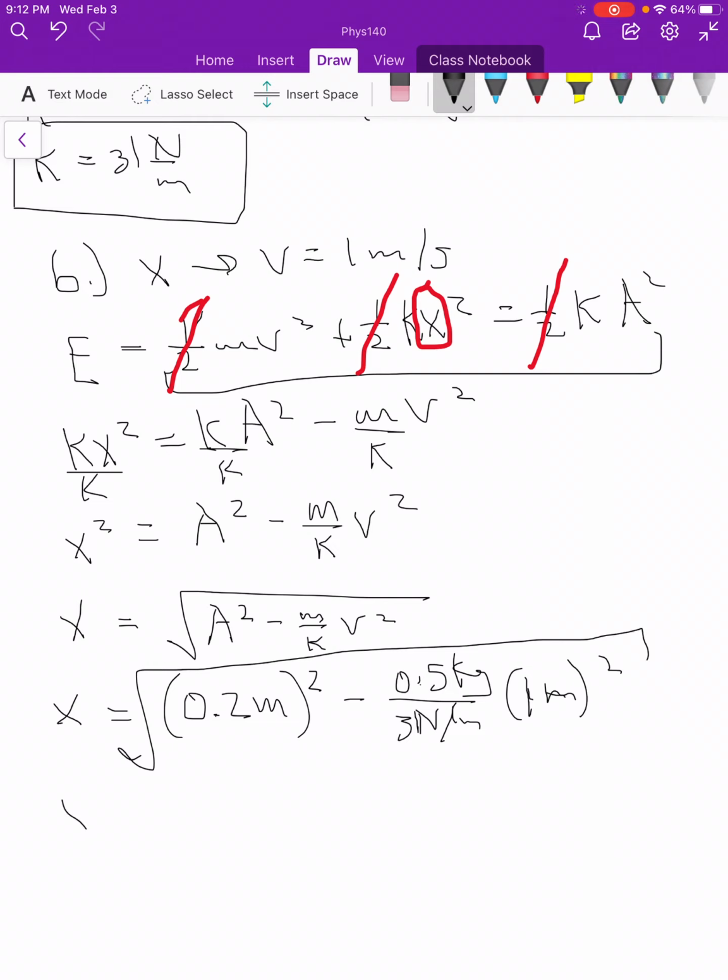And now when I go through and do the math, I find that x is equal to 15 centimeters, so 0.15 meters, but I'm going to write it as 15 centimeters. And that's our answer.